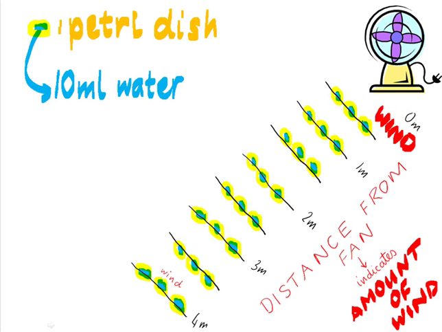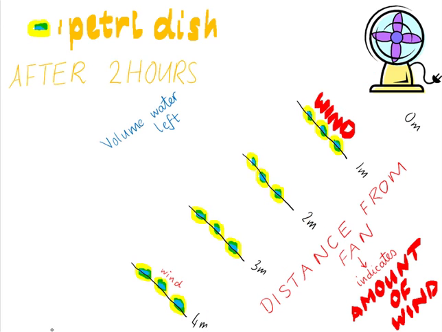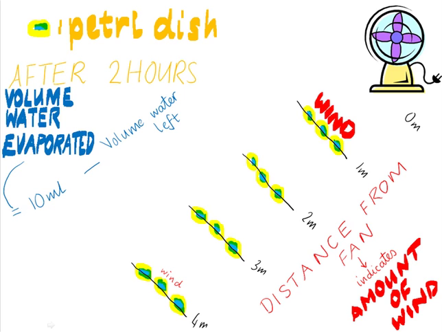At the start of the investigation, we put 10 milliliters of water into each Petri dish. We leave that for something like maybe 2 hours. Come back, measure the volume of water left in each Petri dish, subtract that from 10 milliliters, the initial volume, to find the volume of water evaporated, which is our indicator of evaporation rate.